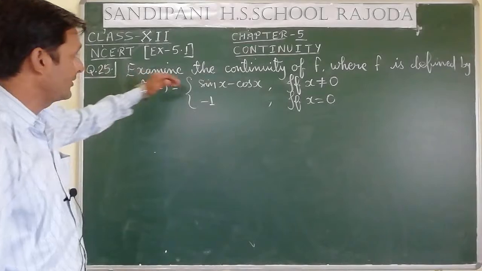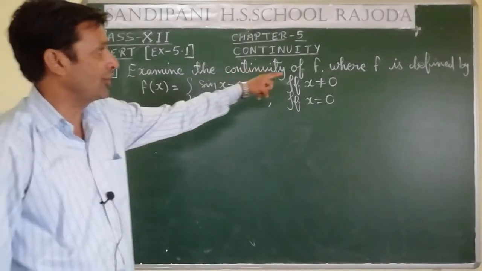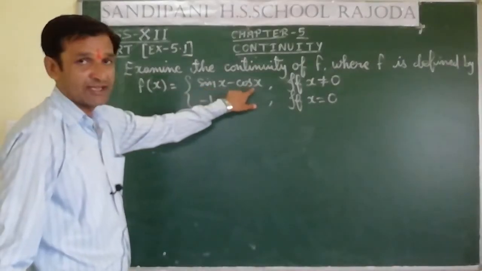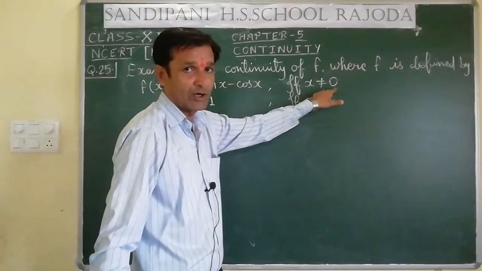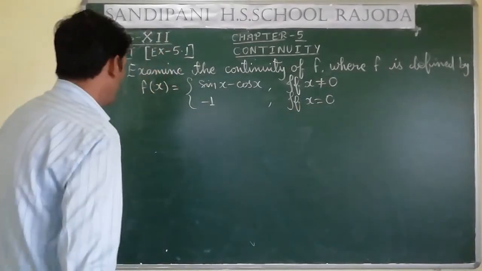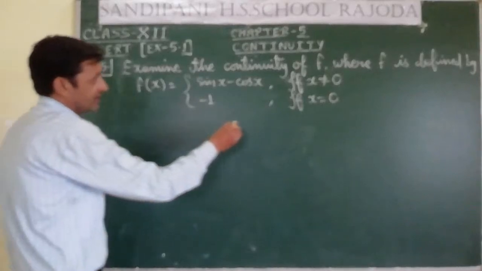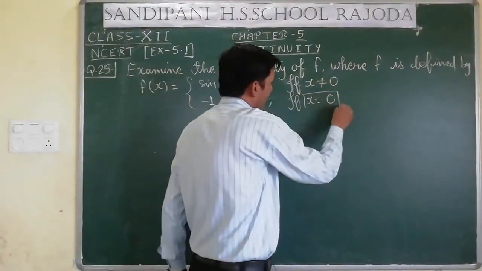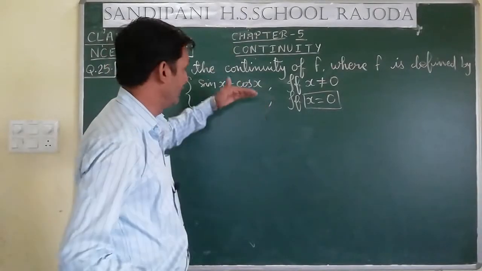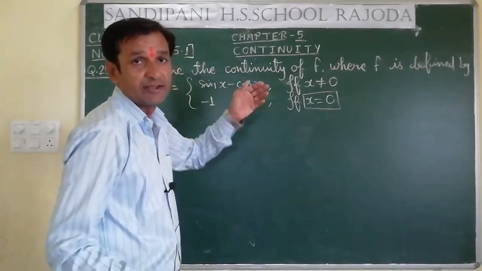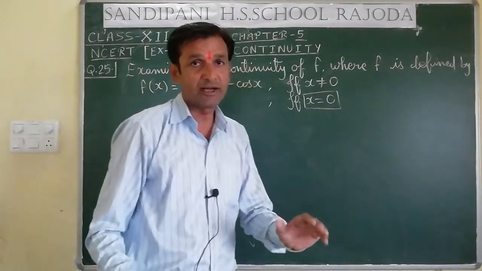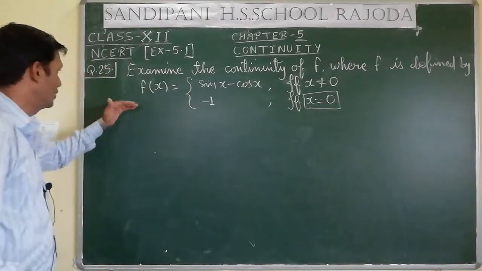Here, question number 25: examine the continuity of f, where f of x is equal to sin x minus cos x if x is not equal to 0, and f of x is equal to minus 1 if x is equal to 0. So remember this thing: we may forget this part, but that much part which is given in the function, you will have to always keep in mind, don't let it get skipped from the mind.